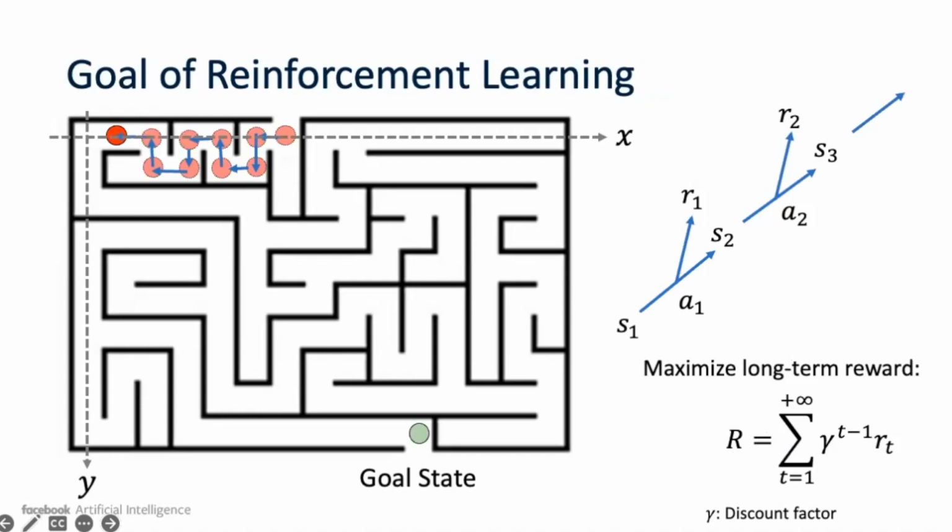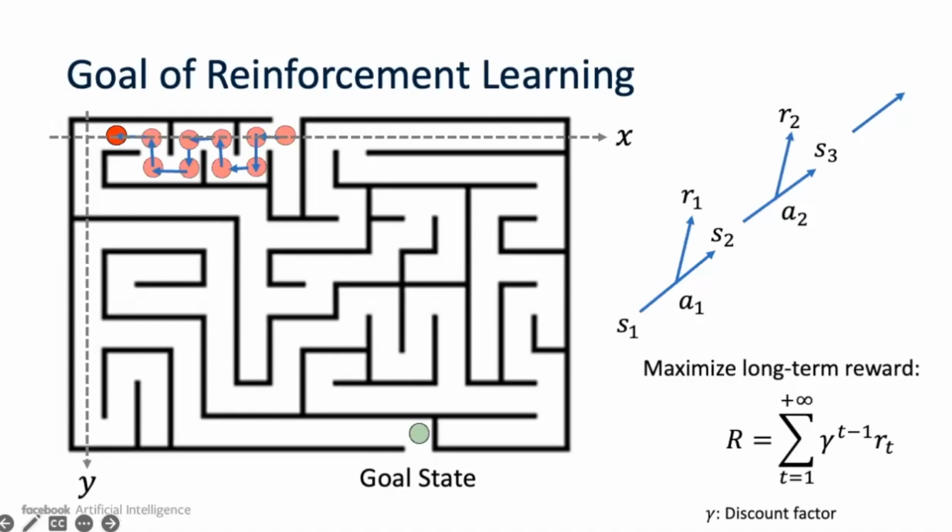So for example, in this particular scenario, suppose there's a goal state. And the goal state is basically the exit of the maze. And the goal of this agent is to try to find a path all the way to the goal state, and then you can exit there, right? So if you are closer to the goal state, then you will get a high reward. And this will basically trigger the agent to move towards the destination, right?